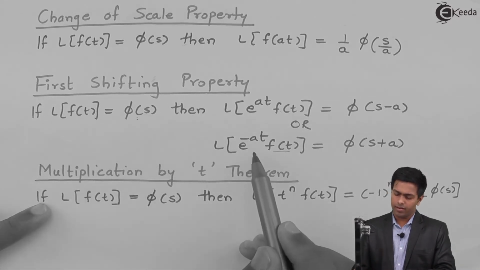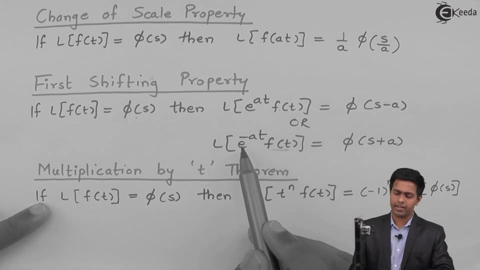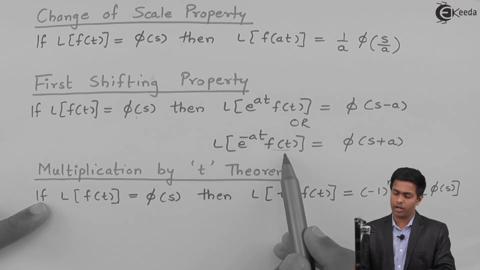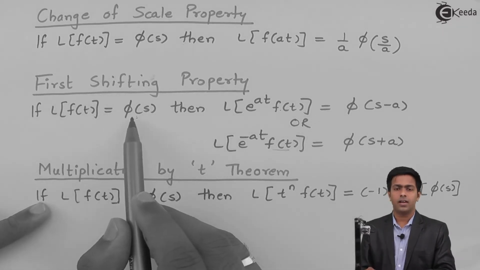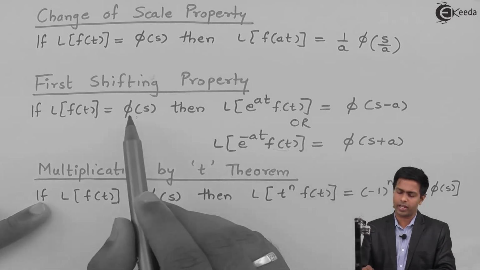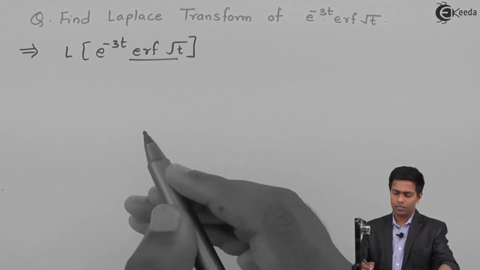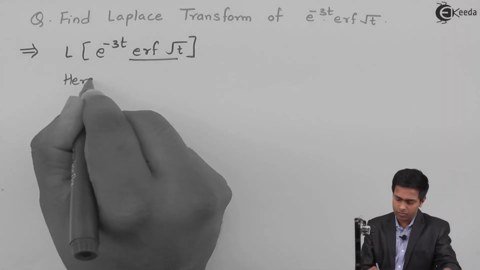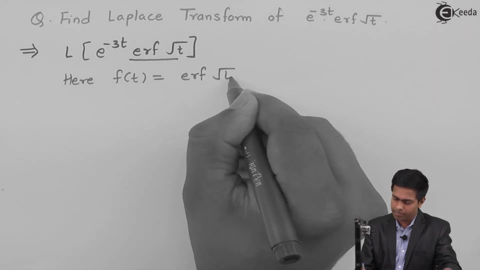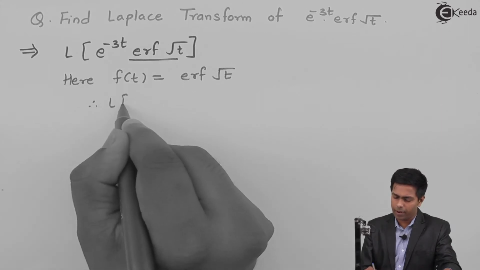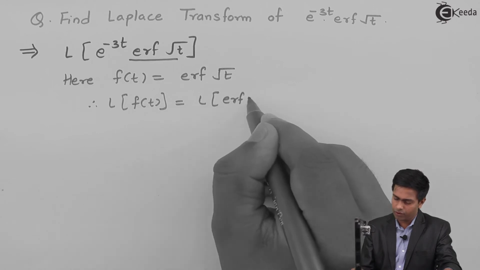It means the function which is multiplying the e raised to minus at term, we'll call it f of t. We'll find the Laplace of it, call it phi of s, and in that phi of s, we'll substitute s as s plus a to get the answer. So here I'll say f of t is equal to error function of root t. Therefore I need to find Laplace of f of t, which is Laplace of error function of root t.